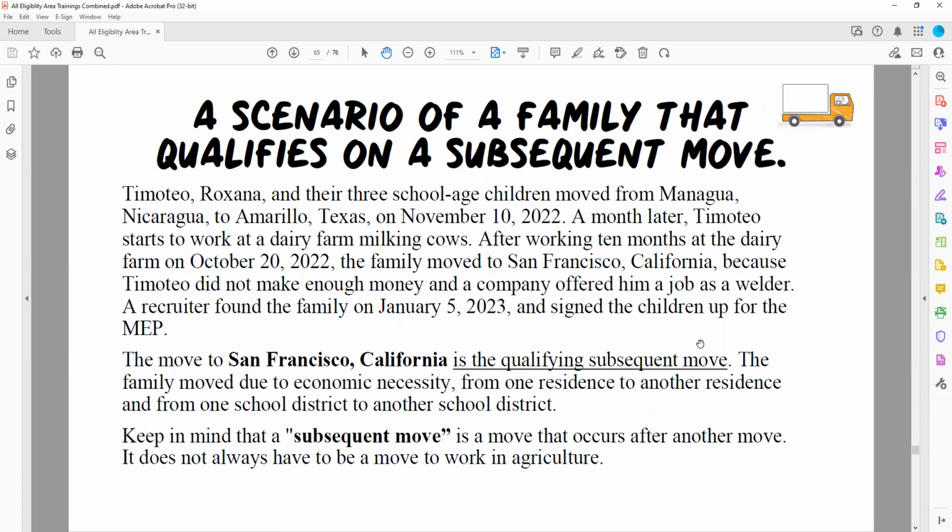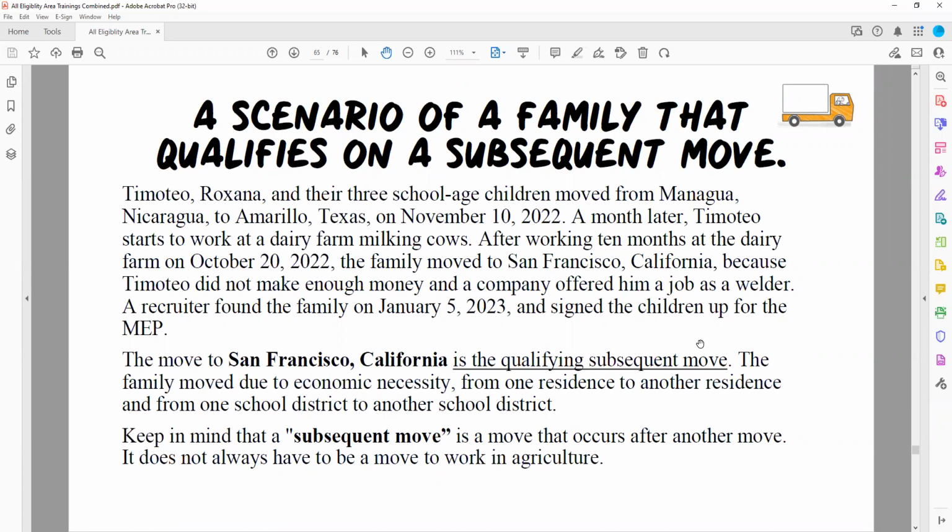So here's an example. Timoteo, Roxana, and their 3 school-age children moved from Managua, Nicaragua to Amarillo, Texas on November 10th, 2022. A month later, he starts working at a dairy, so it's within 60 days. After working 10 months at the dairy on a farm, on October 20th, 2022, the family moved to San Francisco, California because he didn't make enough money and he got a job with another company that offered him a job as a welder. The recruiter found the family on January 5th, 2023 and signed the children up for MEP.